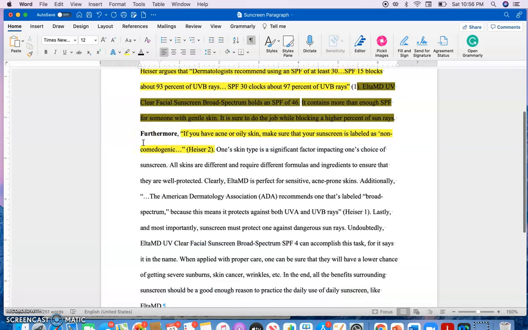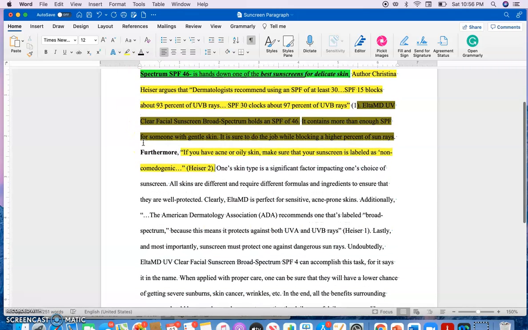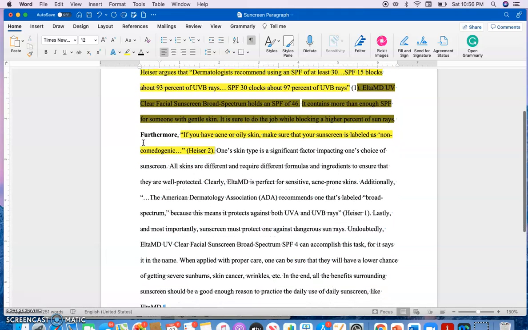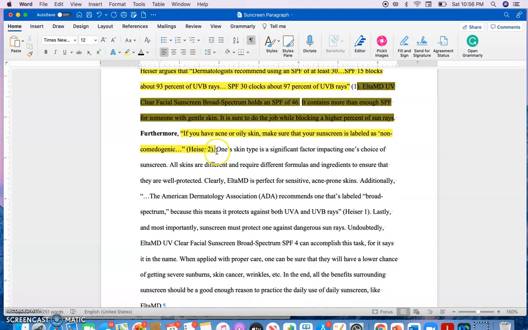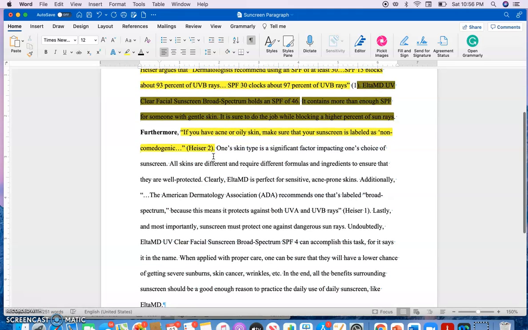But you have to explain that, and explain it specifically related to EltaMD. And this author goes on to say, "One's skin type is a significant factor impacting one's choice of sunscreen. All skin is different and requires different formulas and ingredients. Clearly, Elta MD is perfect for sensitive, acne-prone skin."